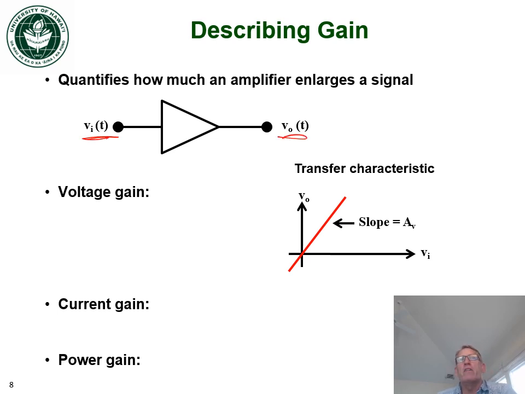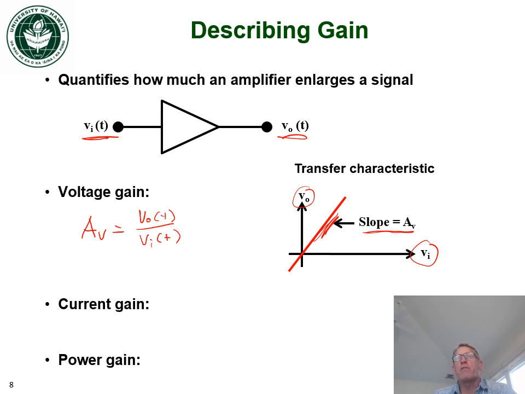So if this were a linear amplifier, we can plot V out as a function of V in, and you can see that the slope of this line is linear, and that implies linear amplification, and the slope is the voltage gain. So we can write that the voltage gain AV is equal to V out over V in. That describes the voltage gain, or the slope of our amplifier, the slope of the transfer characteristic.